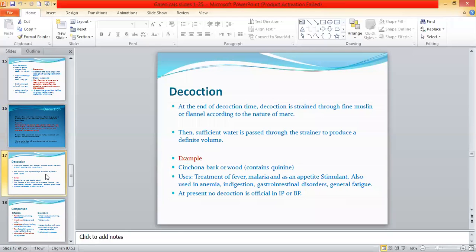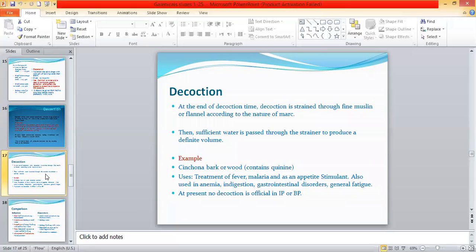At the end of the decoction time, the decoction is strained through fine muslin or flannel, according to the nature of the marc. So what is muslin? As I told you earlier, it is a lightweight cotton cloth, and flannel is a soft fiber fabric of different fineness. So you can use any one of them depending on the nature of the marc. Sufficient water is passed through the strainer to produce a definite volume.